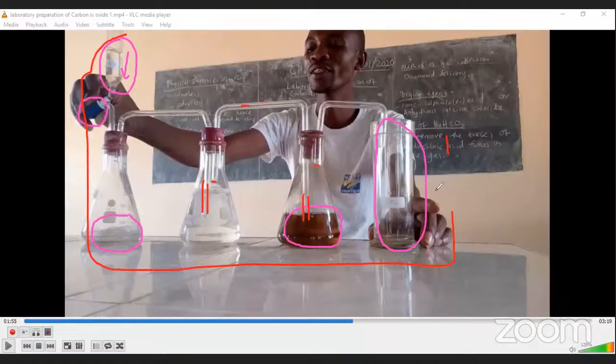Shami. Yes, sir. Do you have any other drying agent apart from sulfuric acid? Okay, the video is using sulfuric acid. You can use anhydrous calcium chloride, or calcium hydroxide, since anhydrous calcium chloride doesn't contain water of crystallization. So we can also use that. But when we use anhydrous calcium chloride, we shall not use the flask for it.